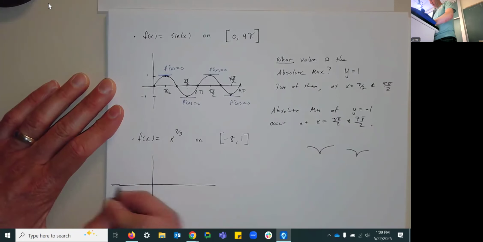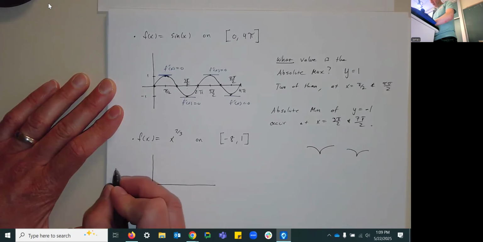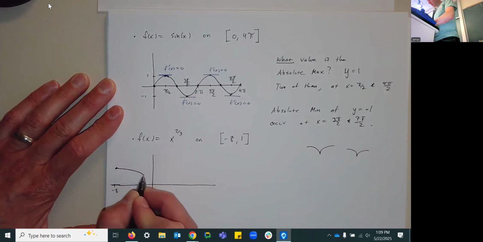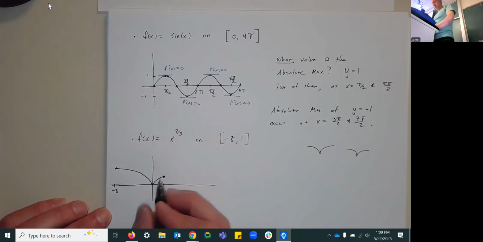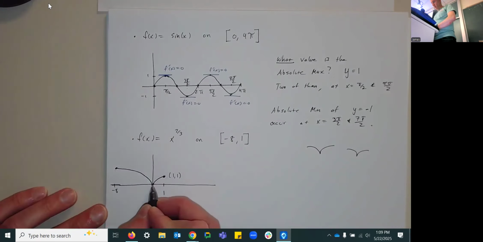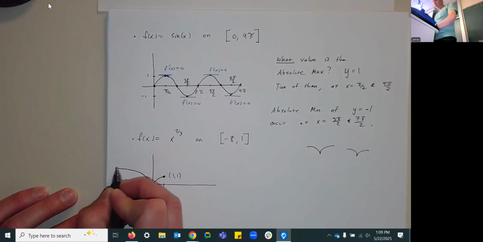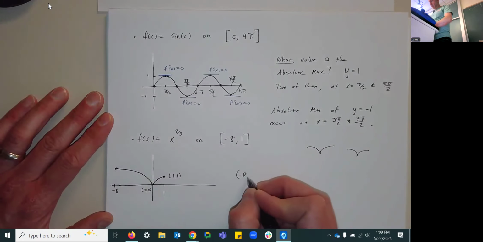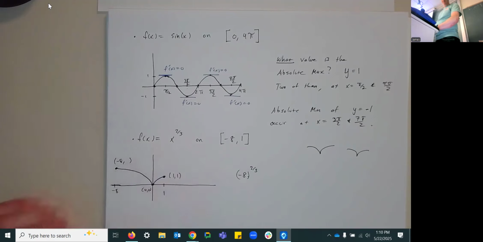Did I give myself enough room to the left here? Sure. So it's going to look something like this. So let's see. This point here is (1, 1), because 1 to any power is 1. This point here, which is important, is (0, 0). And this point over here is -8, (-8) to the 2/3 power. And I want you all to find it. Find negative 8 to the 2/3 power. It should be positive.